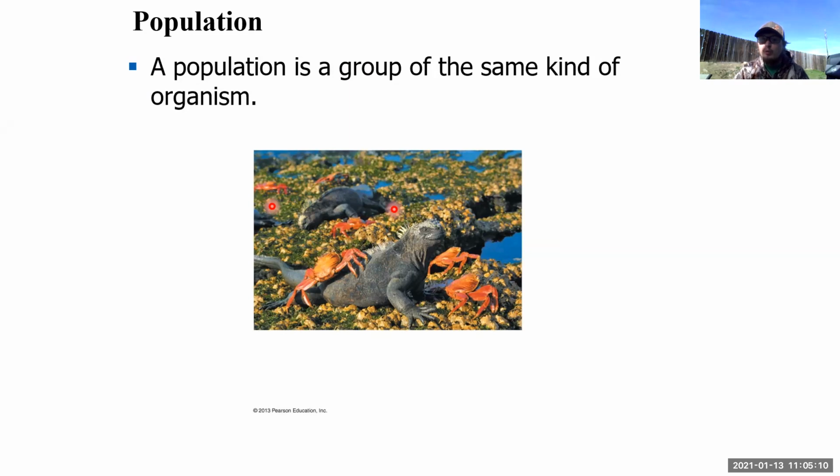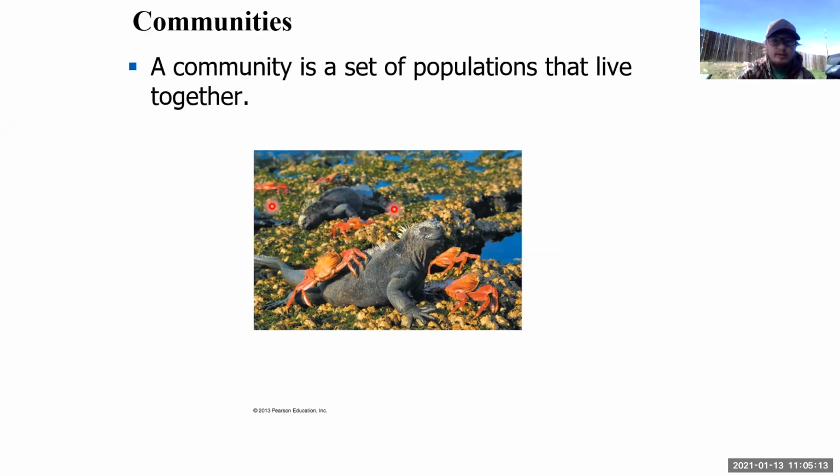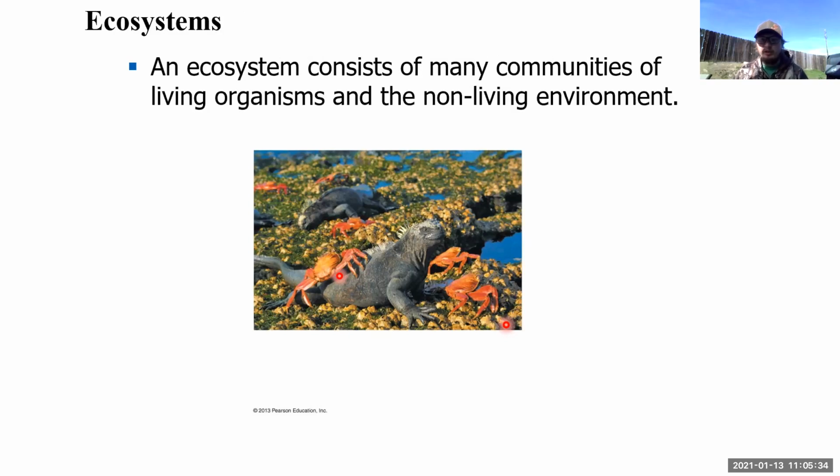Now, whenever you get multiple populations together, like in this image, the population of iguanas, the population of crabs, the population of barnacles, those together interacting with one another make a community. So a community is a group of populations in the same area that are interacting with one another.